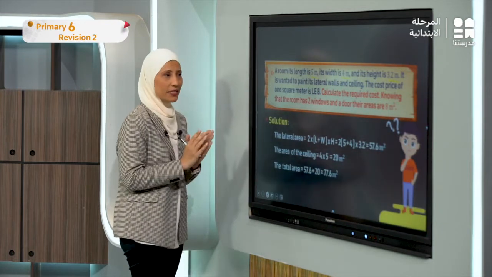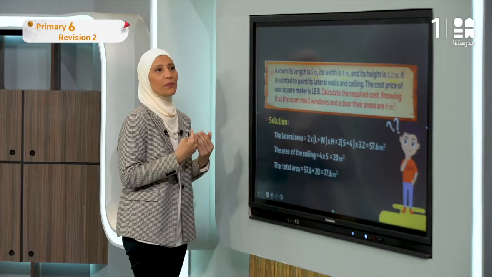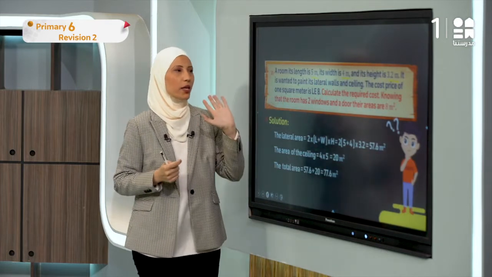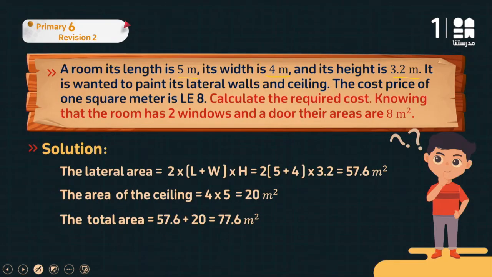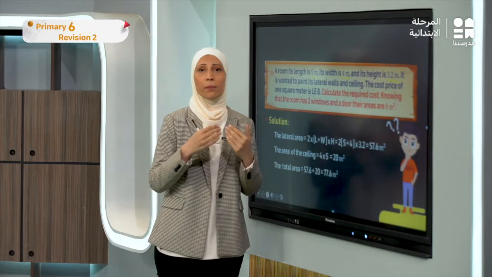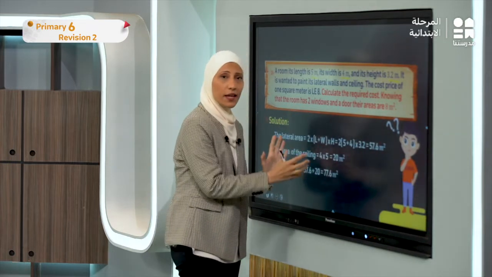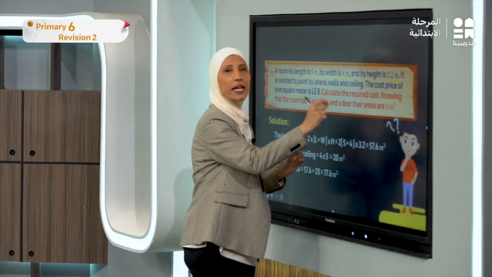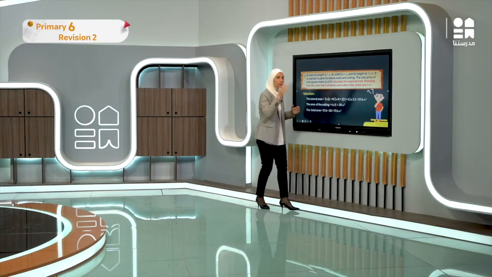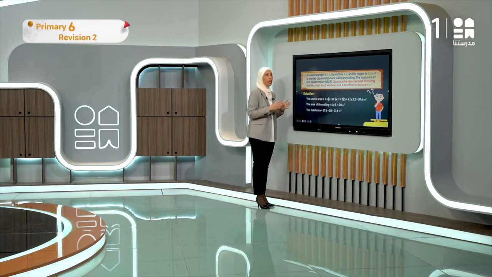Okay, this is my area. I have not found the price yet. He wants me to find the price. But my room has 2 windows and a door. Their area is 8. So before finding the price I am supposed to subtract the total area minus the area of the door and the windows. I have to remove the area of the door and the windows.